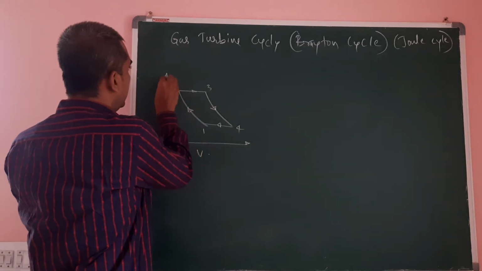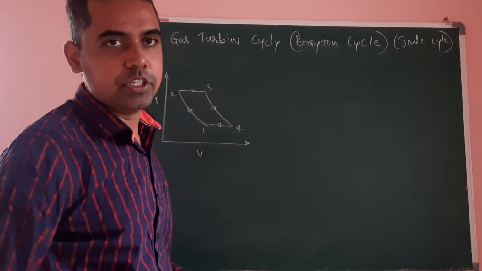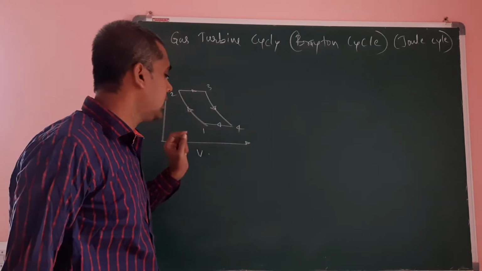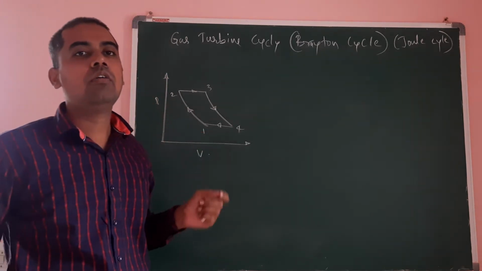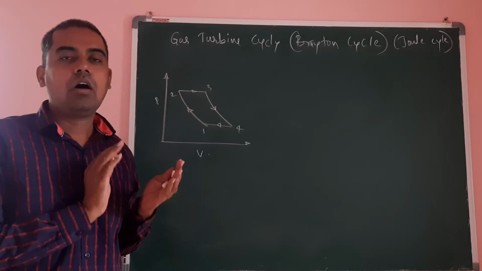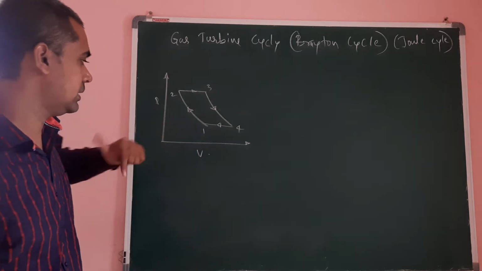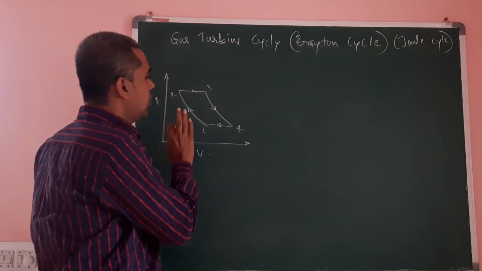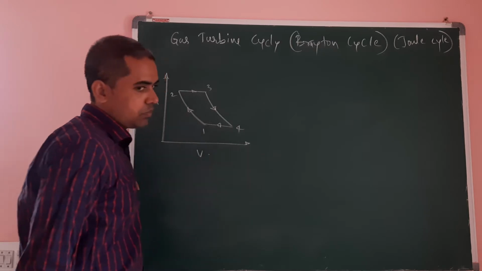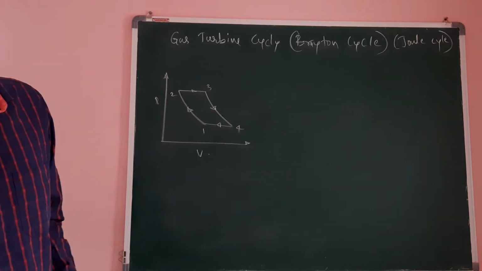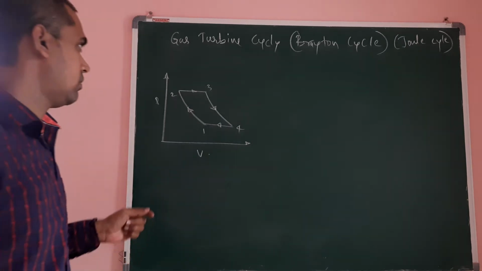Now we will derive. In the previous lecture video we derived the efficiency of a Brayton cycle. Now we will derive its work done, and we will derive the optimum pressure at which maximum work is done. Okay, that we will discuss. Work done can be given as turbine work minus compressor work.